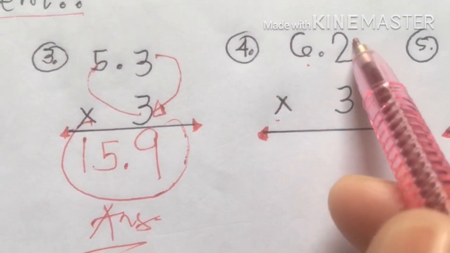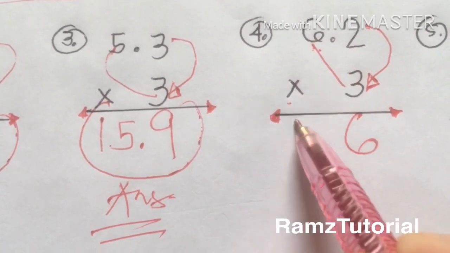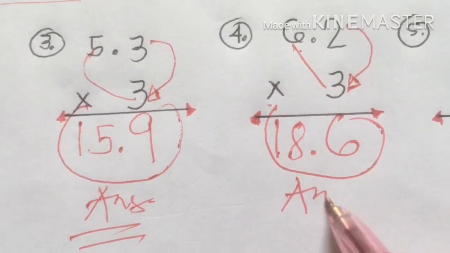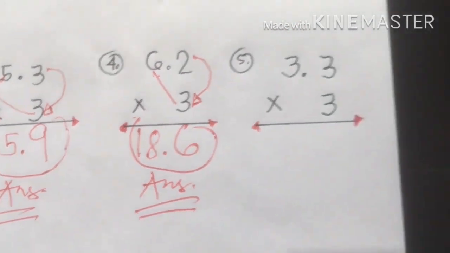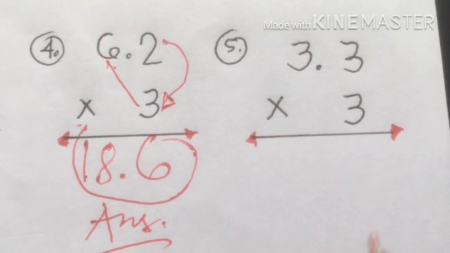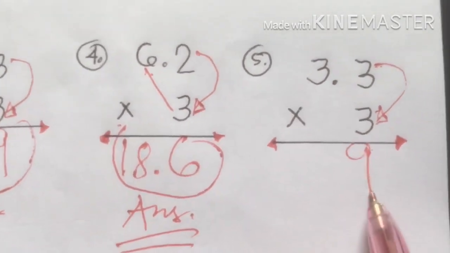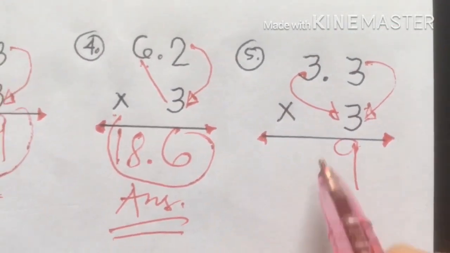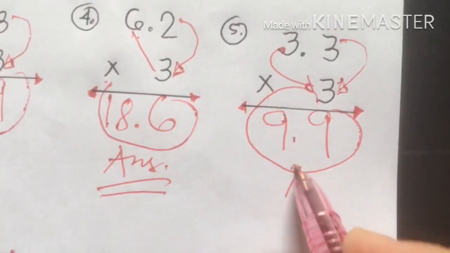Number 4, 6.2 times 3. 2 times 3, we're going to write here 6. 6 times 3, we're going to write here 18. Okay, this will be our product. Next, number 5. 3.3 times 3. 3 times 3, so we have 9. Please follow, guys. 3 times 3, we have 9. So therefore, our answer is 9.9.